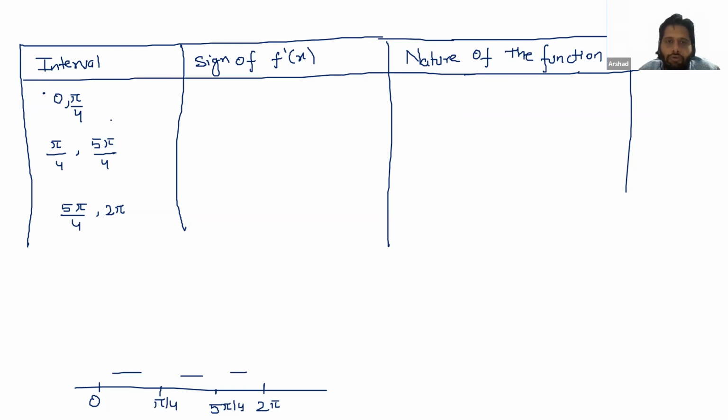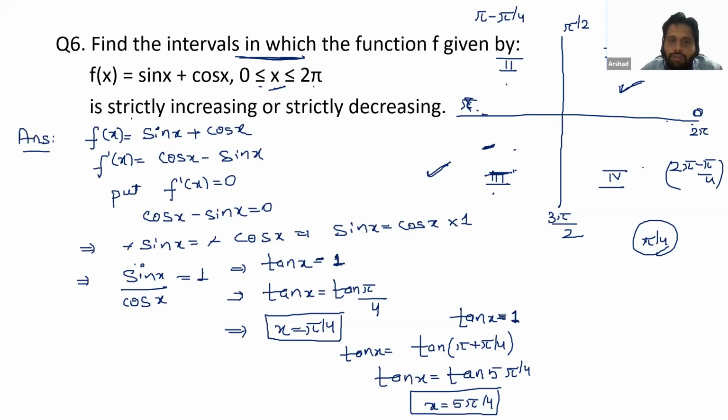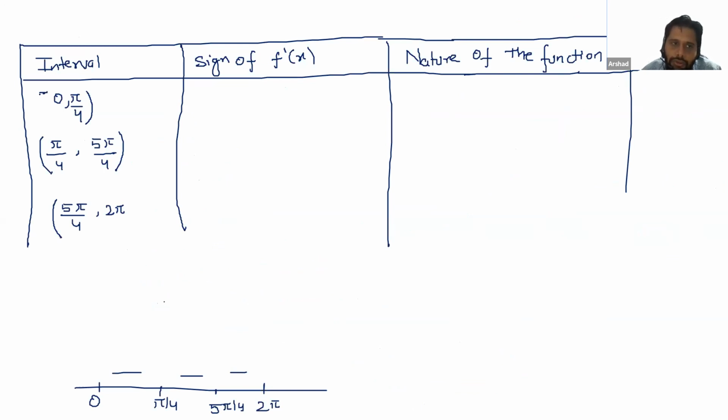Open. Okay. First, always remember one thing: if a function is strictly increasing or strictly decreasing, then the critical points will always be in an open interval. So this is open, and 5 pi by 4 is a critical point, so this is open. Next, if we check the question, it says x is greater than or equal to 0, not only greater than. So 0 will be a closed interval.